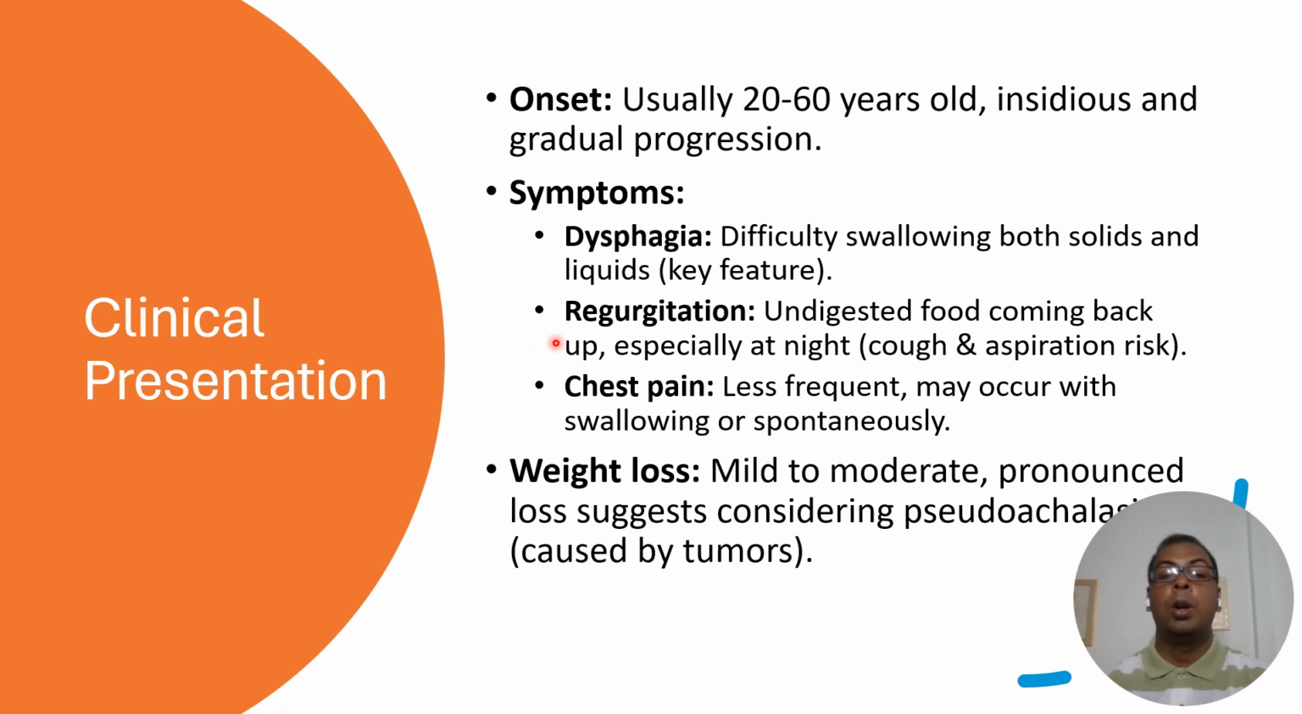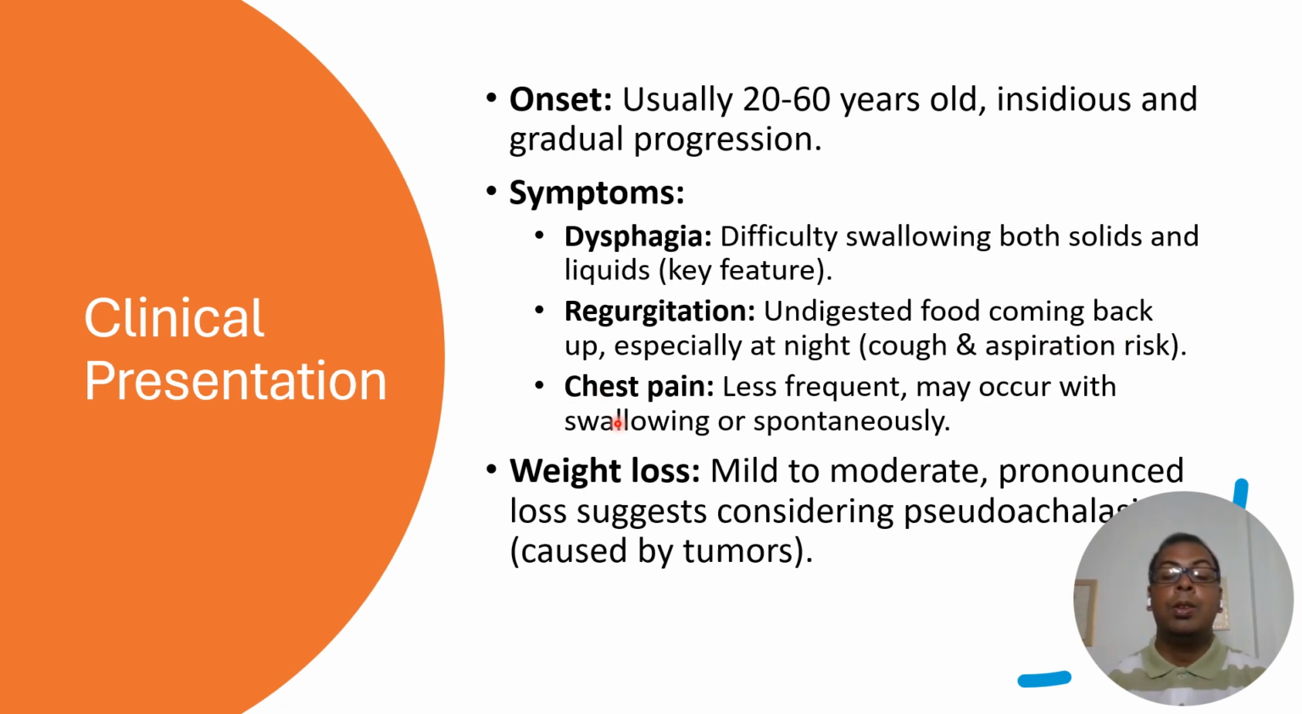Another symptom would be regurgitation. So undigested food would come back up, especially at night when a patient is in the supine position. And this poses a significant risk for aspiration, and this could lead to recurrent pneumonias, and it could even lead to lung abscesses. So these patients would have these complications if this condition is not treated.